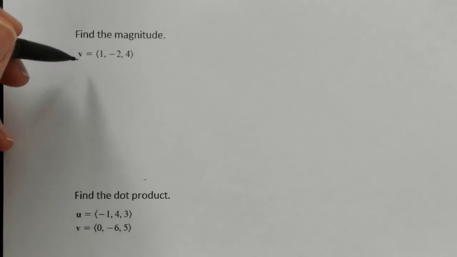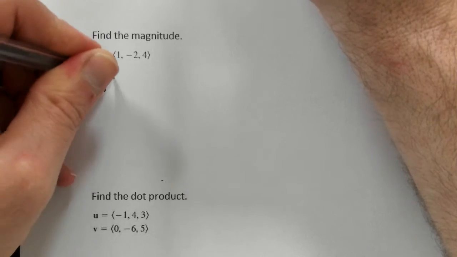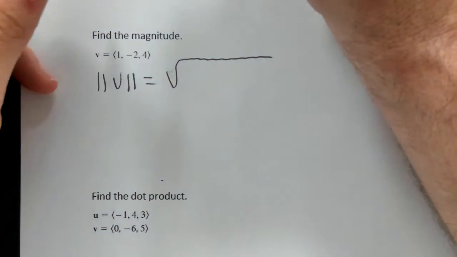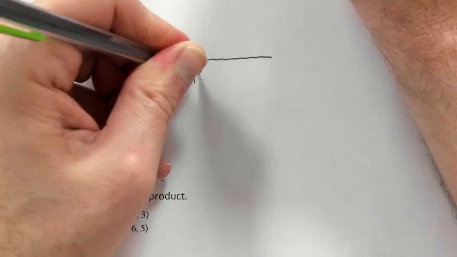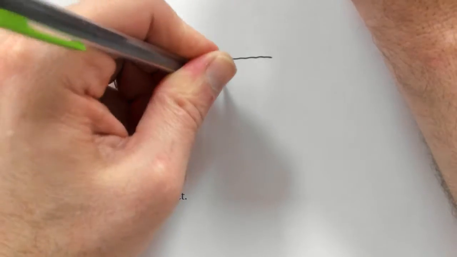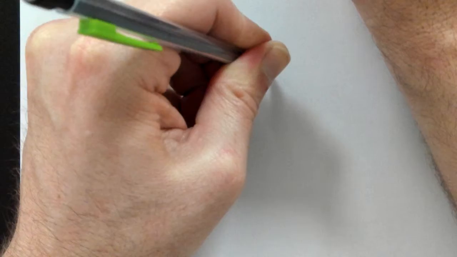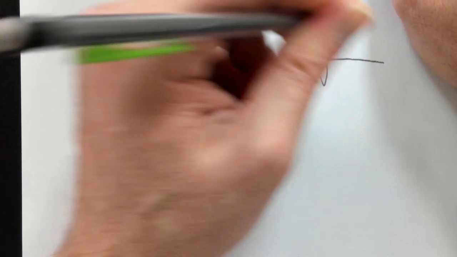Okay, so what are we going to be asked to do? Let's see if we can find the magnitude of a 3D vector. Well, the magnitude would be calculated the same way it typically would, except you just have one more component to deal with. So that would be the square root of 1 squared plus negative 2 squared plus 4 squared. So you take into account all the components. That would be equal to, simplifying it down, the square root of 1 plus 4 plus 16.